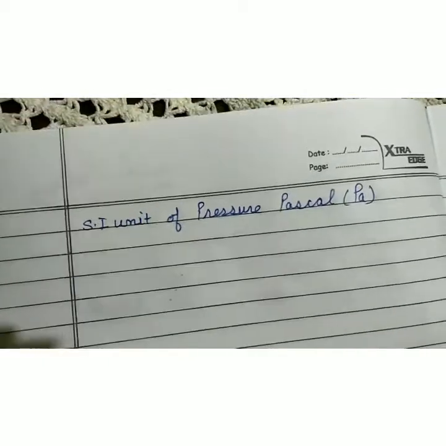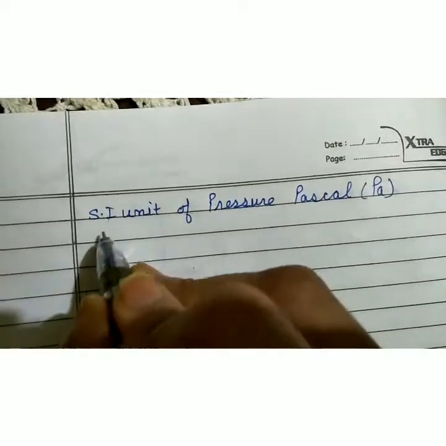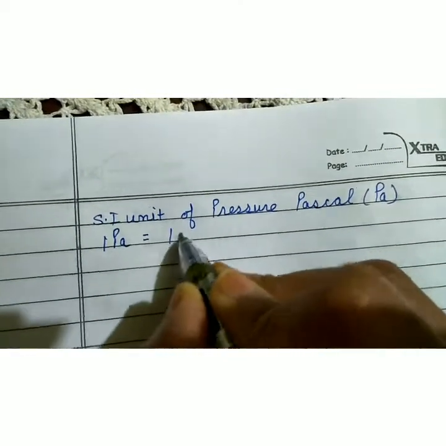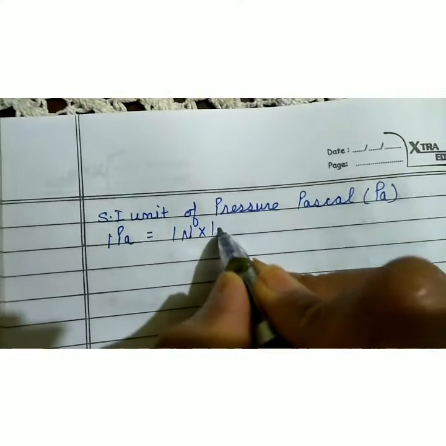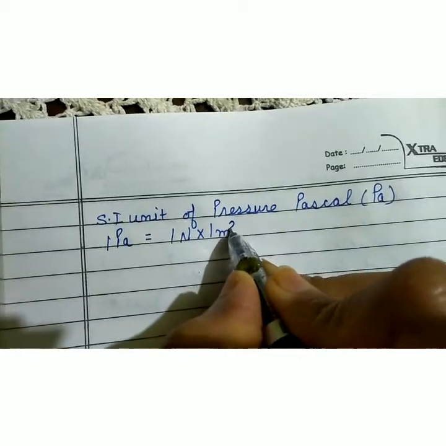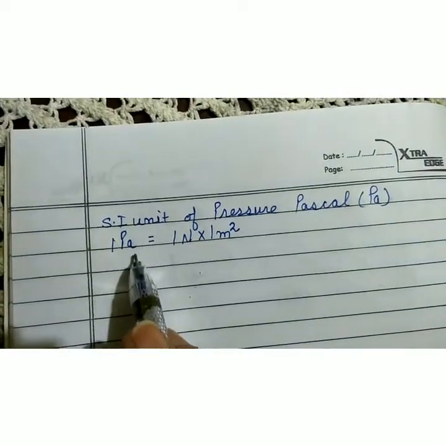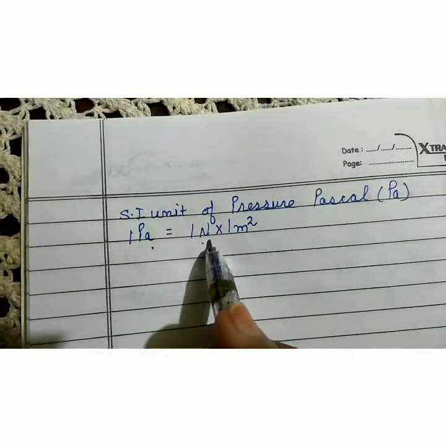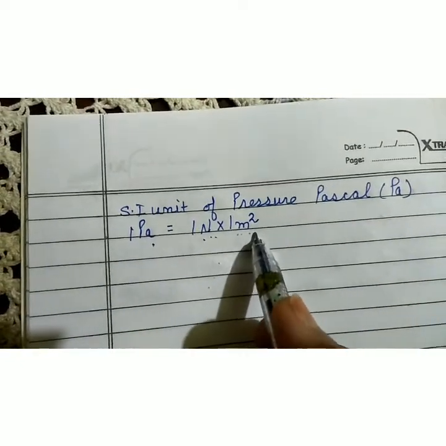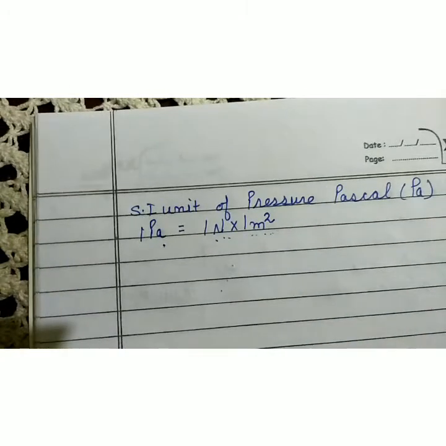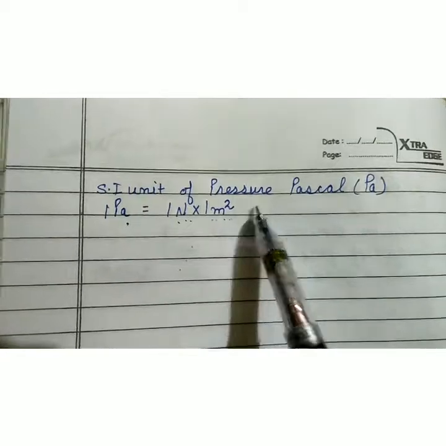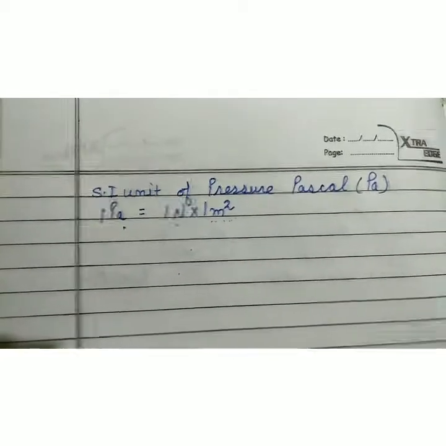The SI unit of pressure is Pascal, and how can you define 1 Pascal of pressure? So 1 Pascal means 1 Newton of force applied on 1 meter square of area. So 1 Pascal is the pressure produced when 1 Newton of force acts on an area of 1 meter square. There are so many other units of pressure which you will study in your higher classes.